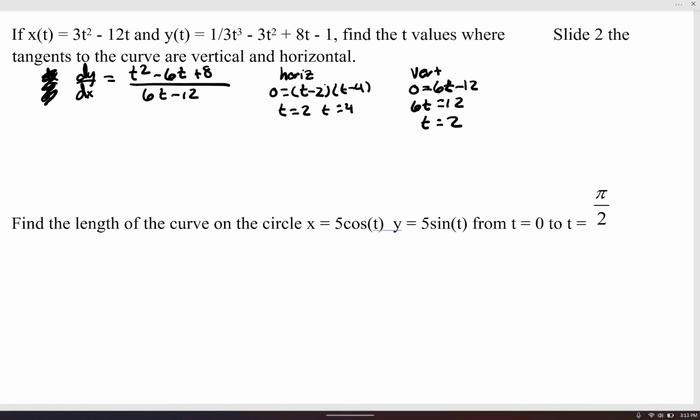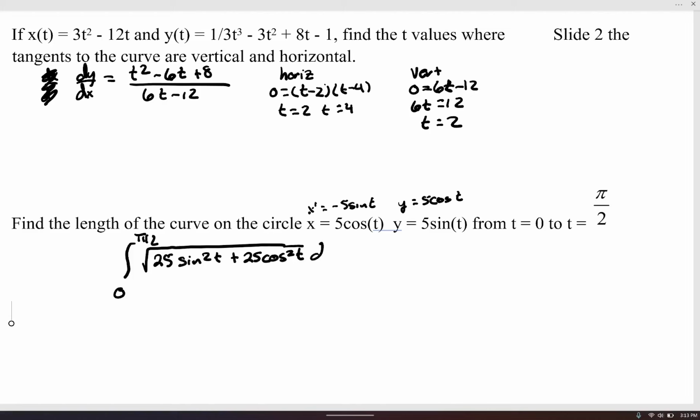Find the length of the curve on the circle x equals 5 cosine t, y equals 5 sine t, from t equals 0 to t equals pi over 2. So we're going to do the integral from 0 to pi over 2 of the square root of, well, the derivative of x is negative 5 sine of t, and the derivative of y is 5 cosine of t. So we're going to go 25 sine squared t plus 25 cosine squared t, dt.